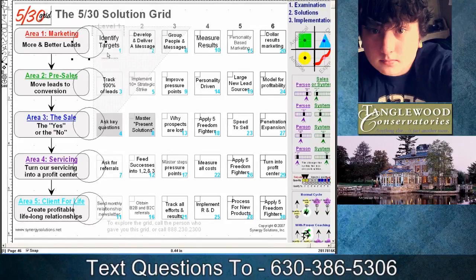Within Area 1, you want to identify your target. Identifying your target helps you know who you're going after and who you're trying to sell to. The next step is to develop and deliver a message. With that, you want to bring your target in with an important message that will catch their attention. Also, it's a good step knowing the personalities, that way you know who you're talking to and who you're trying to sell to.